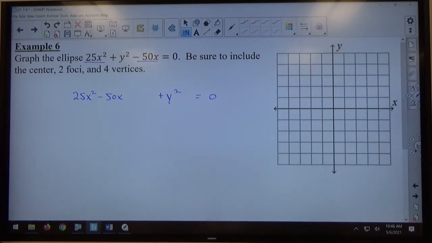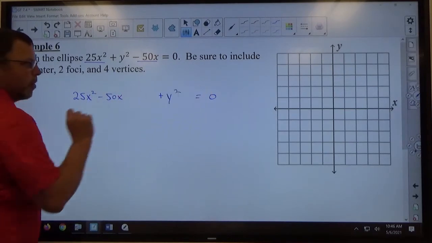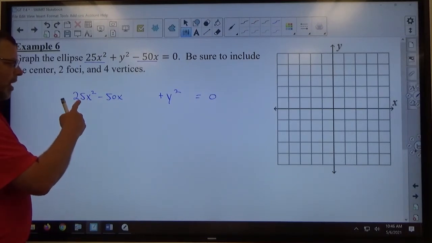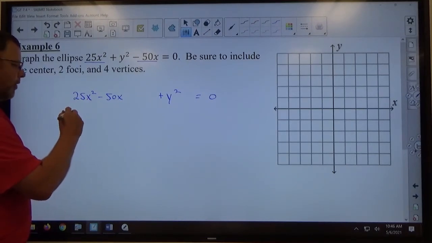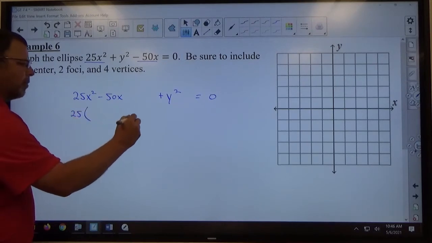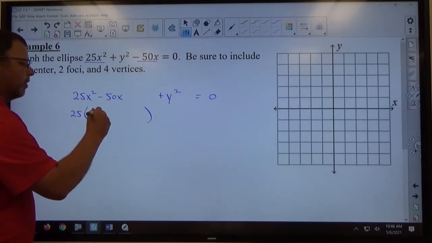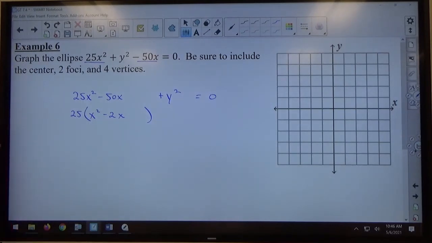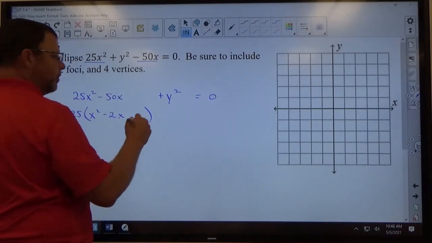Just again, rearrangement and separation. So everything x here, everything y there, everything number over there. The only number is 0, so 0 is the number. Okay, so just like the last problem, I don't want a number in front of x squared, so whatever that number is, I have to take it out. So 25 parentheses, I'm going to have x squared minus 2x, leave a gap. 25 divided by 25 is 1, 50 divided by 25 is 2, and then we have our gap here.